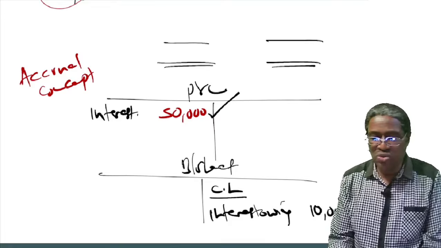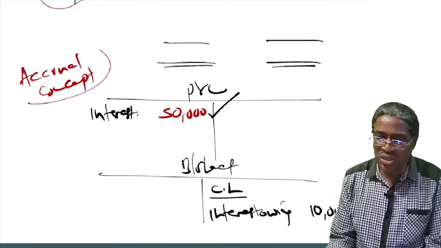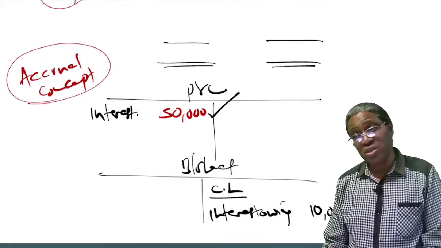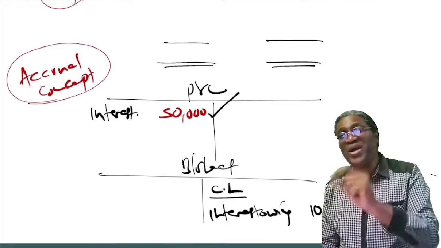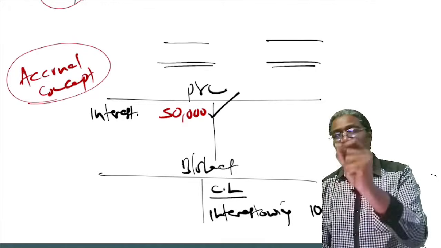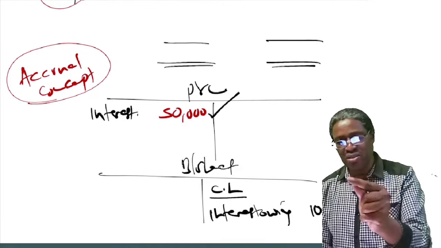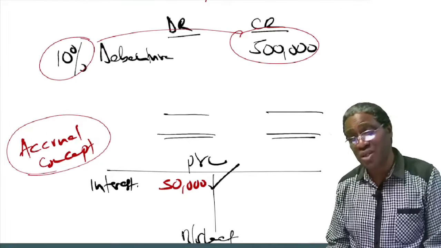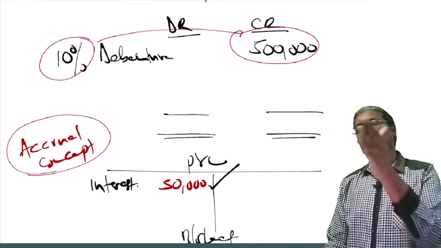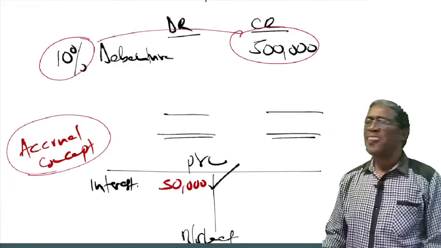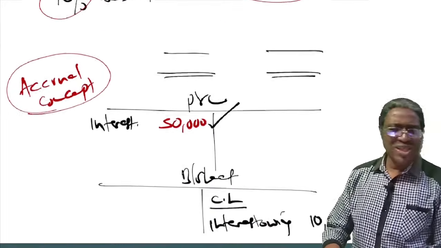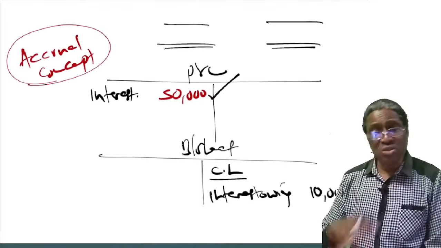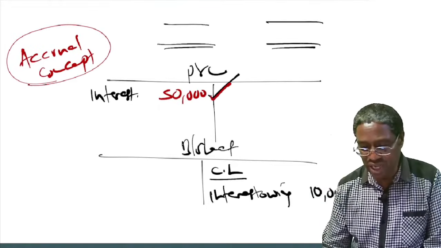Why? Because we are following this concept we are calling the accrual concept. You recognize cost when it is incurred, but not when money is paid. So, according to this trial balance, I'm supposed to pay my debenture holders interest at 10%. 10% of 500 is 50. Whether I paid it or not, that's not the concern of the P&L account. You charge that 50.